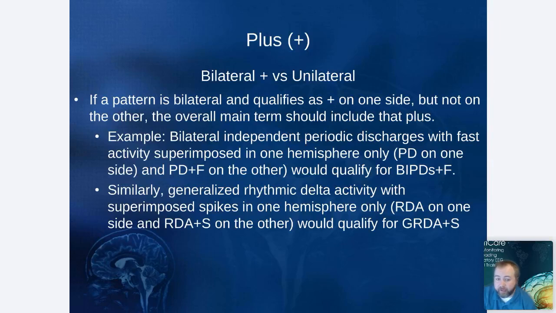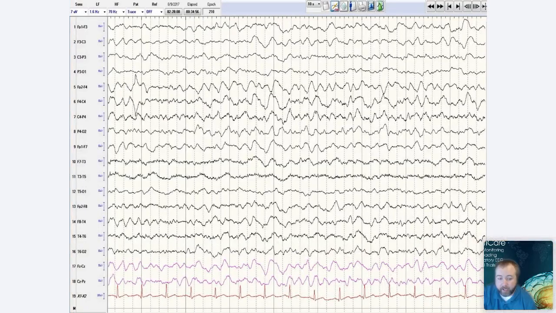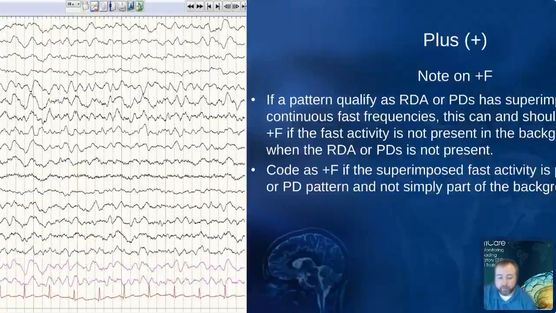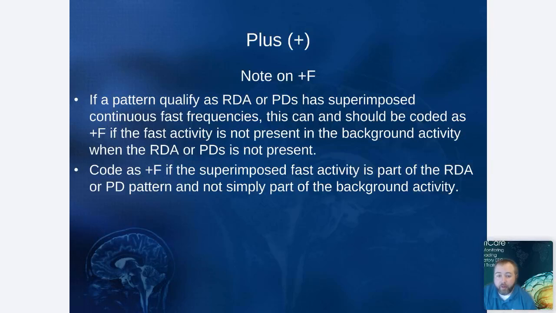Similarly, generalized rhythmic delta activity with superimposed spikes on one hemisphere would qualify as GRDA plus S. So here you have generalized delta on the right side. It's a bit faster with a sharper morphology. Note on the plus F: if a pattern qualifies as RDA or periodic discharges and has superimposed continuous fast frequencies, this can and should be coded as plus F if the fast activity is not present in the background activity when the RDA or PDs are not present. Coded as plus F if the superimposed fast activity is part of the RDA or PD pattern and not simply part of the background activity.